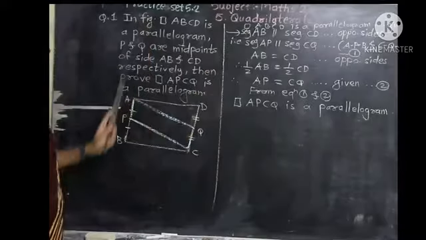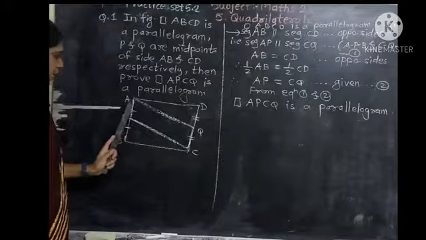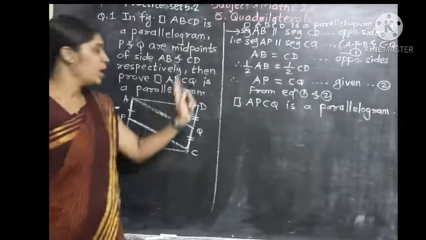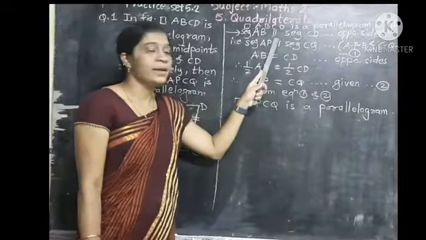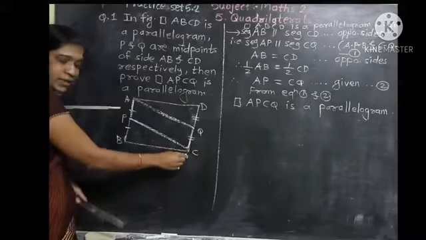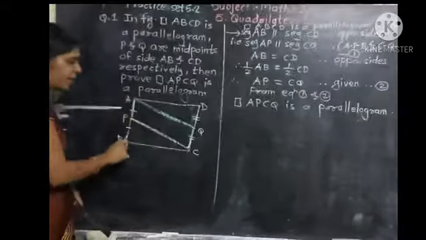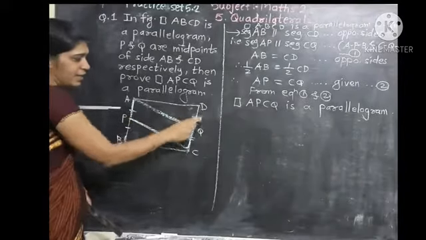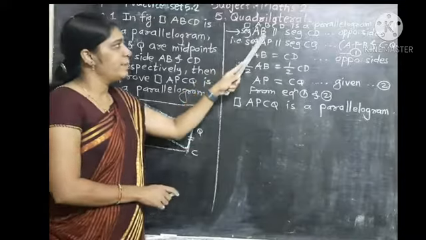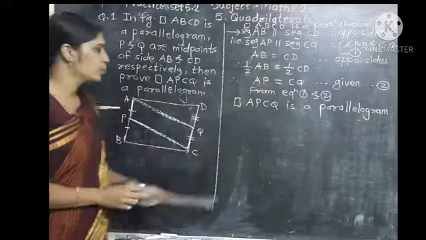It is a parallelogram. Therefore, AB is parallel to CD, or DC, because opposite sides of a parallelogram are parallel. See here, AB is parallel to CD. Why? Because it is a parallelogram. We can write AB as AP and DC as QC. So I write here AB is parallel to CD. Therefore, AP is parallel to CQ.